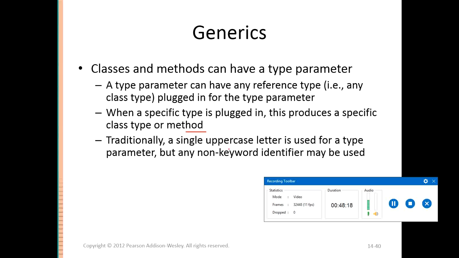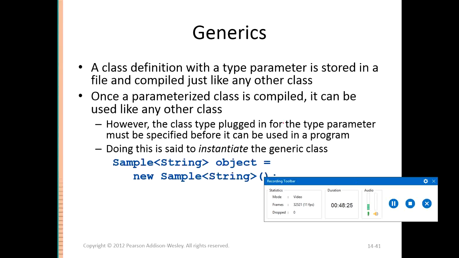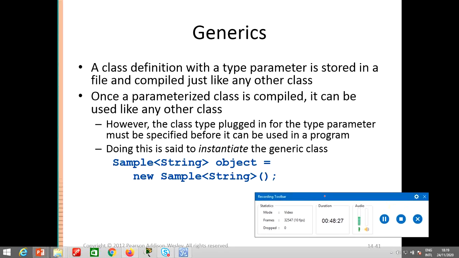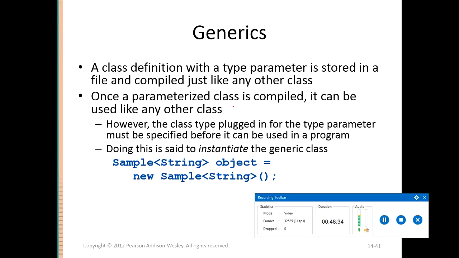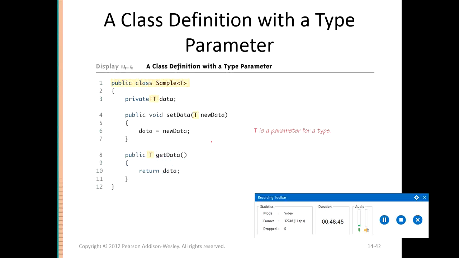So traditionally, a single uppercase letter is used for a type parameter, but any non-keyword identifier may also be used. The class definition with a type parameter is stored in the file, and it is just compiled like other classes. Once a parameterized class is compiled, it can be used like any other class. And the class type plugged in for the type parameter should be specified before.